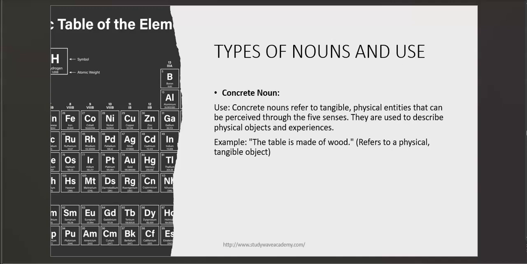So, the table is made of wood. It refers to a physical, tangible object. You can see this table, you can touch this table. It's made of wood. You have seen it, you have touched it. So those are what concrete nouns are. Okay, class? Do not forget about concrete nouns. Just remember you can touch them.